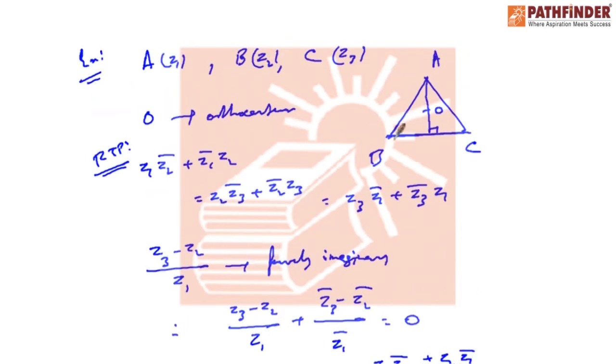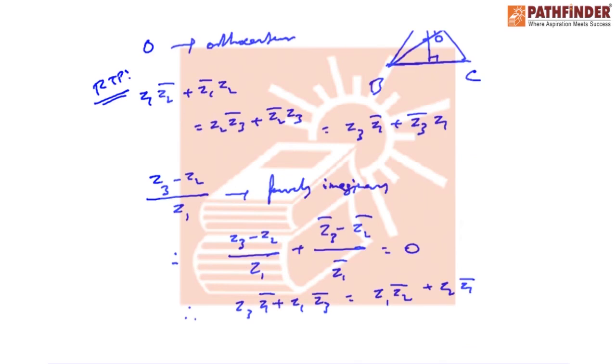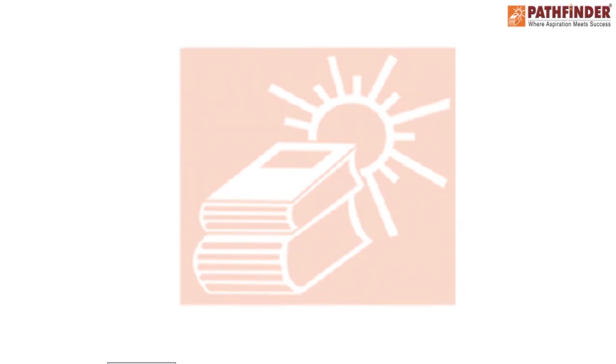Similarly, we take any other orthocenter's case. This BO is perpendicular to AC, and we will get the relationship between z2, z3 and z1, the other one, and combining all two of them we'll get the required solution. Have a look at this question here.